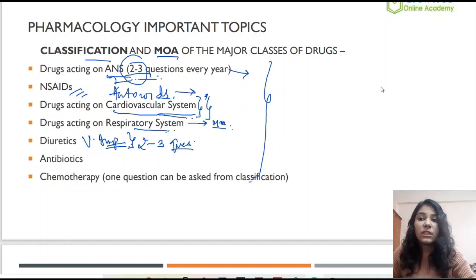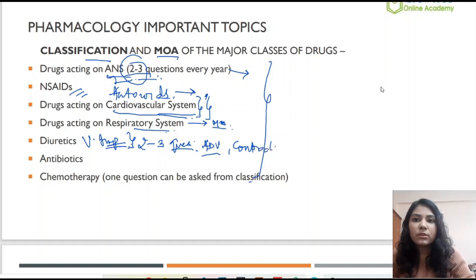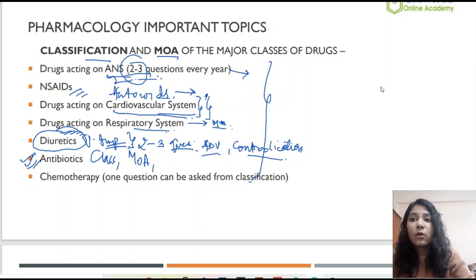Mainly you should go through the classification and mode of action, and also the adverse effects and contraindications too. Because I remember in the 2019 paper, I guess, a question was asked related to the contraindications of diuretics in cardiovascular disease. And the next is antibiotics. In antibiotics, you should be familiar with the classification, the mode of action, and the side effects and the contraindications too.